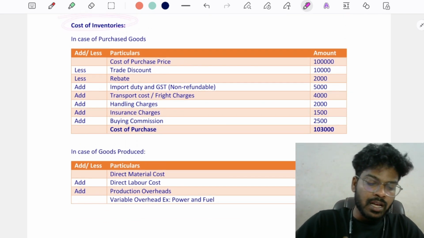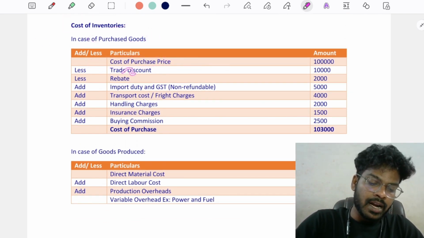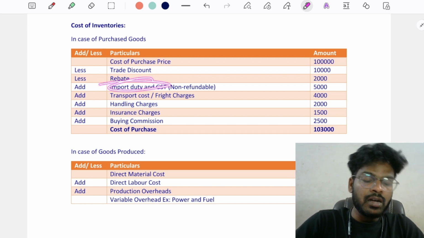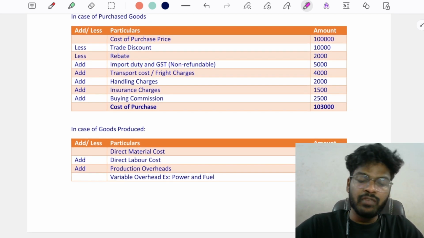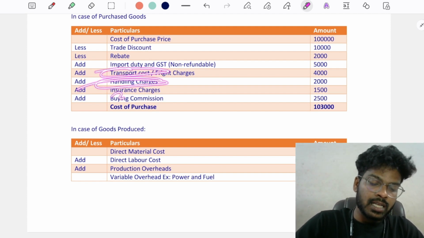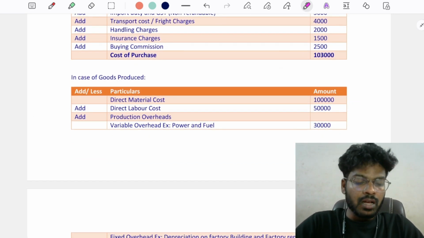What is the cost of inventory? In case of purchase of goods, we'll add the purchase price, and any trade discount should be deducted, and the rebate received should be deducted. Add import duty paid on purchase and the GST paid, which is non-refundable. In case of refundable taxes, it should not be included in the cost. Next, transportation cost, handling cost, insurance cost, buying commission. Then we'll get the cost of purchase.